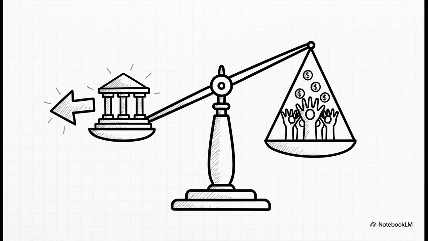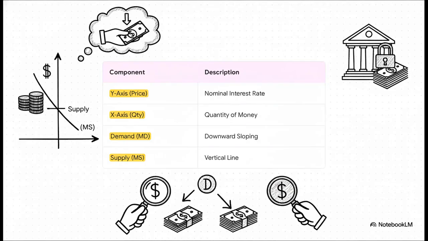It's all about finding that sweet spot, that balancing point where the buyers and sellers, or in this case, the holders and suppliers, are all on the same page. So let's build this thing out. Up the side, on the vertical axis, we've got our price, which is the nominal interest rate. And across the bottom, on the horizontal axis, we've got the quantity of money. Now, the money supply? That's just a straight vertical line, because remember, the central bank just picks a quantity and sticks with it. And then you have the money demand curve, sloping downwards, which just shows that as the price, the interest rate, goes down, people want to hold on to more and more money.